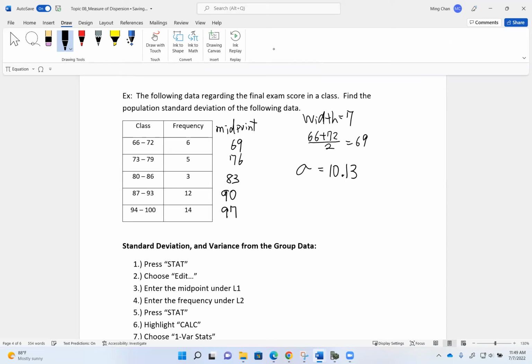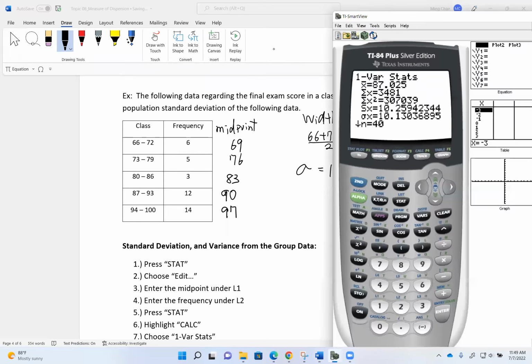So that means on average, an individual data value is about 10.13 away from the mean, and the mean is about 87.025. Just once again, to remind you, why did we use the midpoint? Because frequency 6 is in between 66 and 72. We don't know exactly what each one of those 6 raw values is. So we are assuming all 6 of them are 69. Okay, so we are making that assumption. So yes, this is an approximate answer.